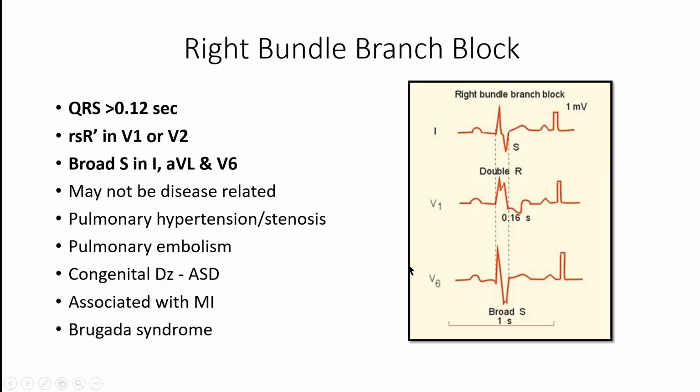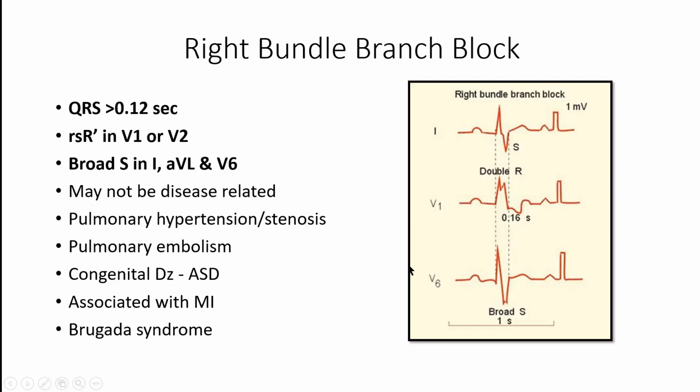So for a right bundle branch block, we need a QRS complex that is greater than 3 small boxes. Then we should see an RSR prime in V1 or V2. Some authorities require a broad S wave in lead 1, AVL, and V6, which you can frequently see. Now, a right bundle branch block may not be associated with any specific disease and may be an isolated finding, but it can be seen chronically in the case of pulmonary hypertension and stenosis, or acutely in the case of a pulmonary embolism.